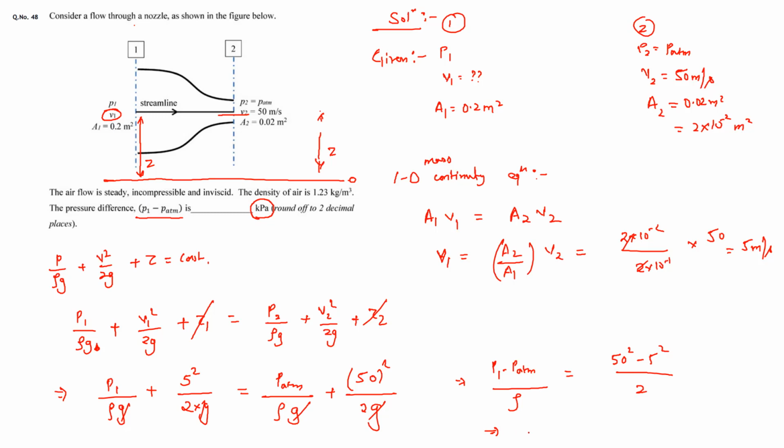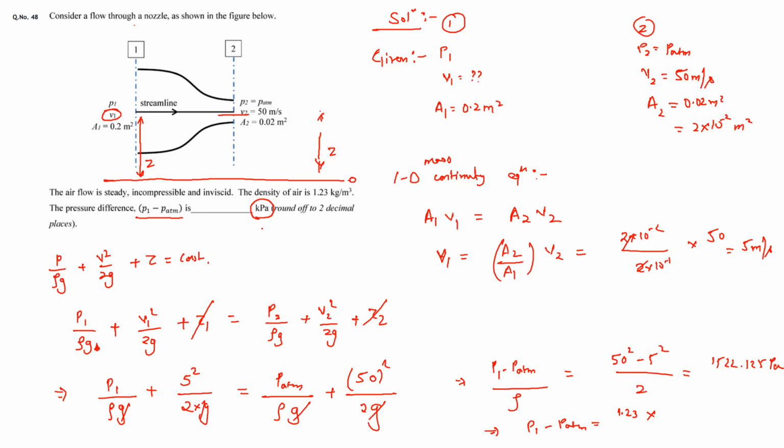And I guess this is a straightforward calculation. P1 minus P atmosphere is rho, which is 1.23, times. So this will be, I guess, 2500 minus 25. And yeah, you guys can do this calculation probably. So yeah, I think Avijit had said this, right? So okay, this will be in the end 1522.125, but this is in pascals.